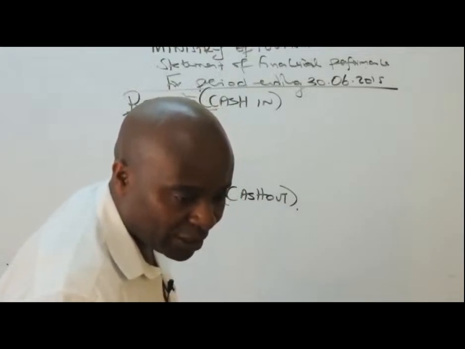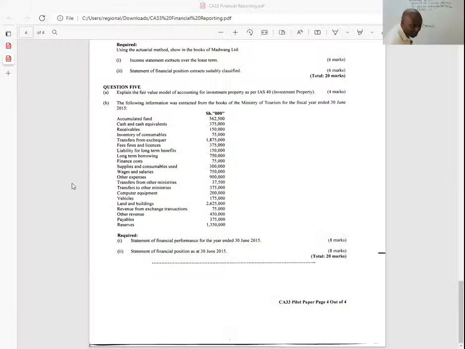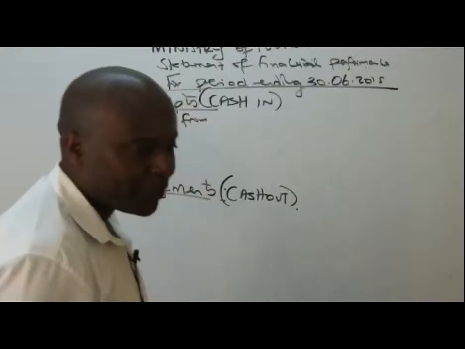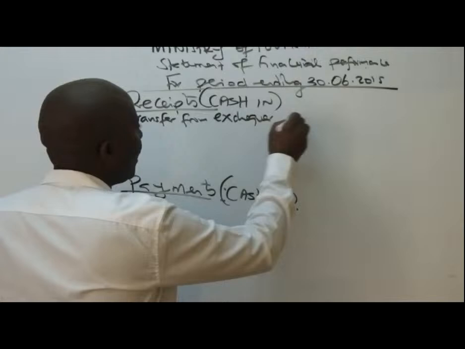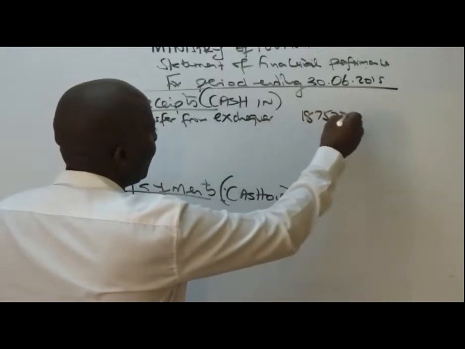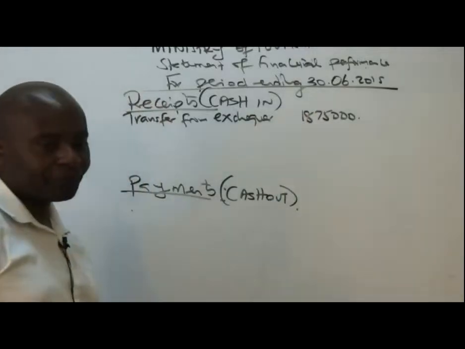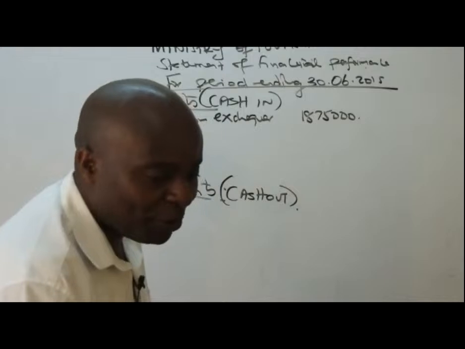Yeah, it's paid from the exchequer, right? Transfer from exchequer. So the exchequer, remember, is the central government. Transfer from exchequer, it's a cash in, 1,875,000, like that. Now you'll be able to slot them very fast.